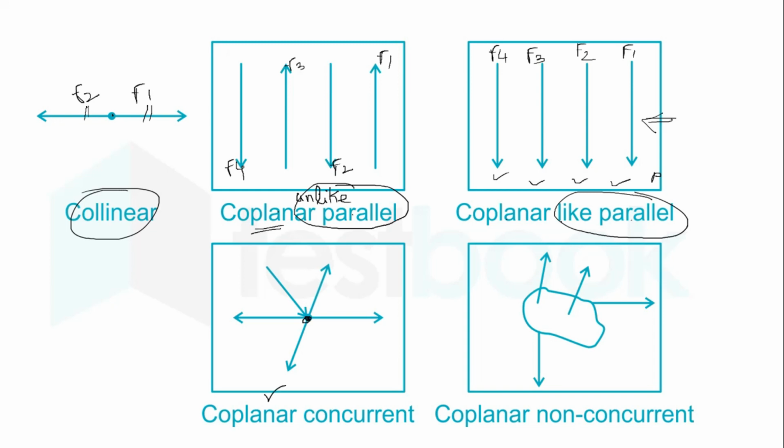Concurrent means the intersection point is the same. Coplanar concurrent: say, for example, this is force 1, force 2, force 3, force 4 and force 5. All these five forces act in the same plane and the intersection point is the same for all of them. So this is called coplanar concurrent forces, right? Coplanar non-concurrent: here there are four forces, F1, F2, F3 and F4. These forces act in the same plane but the intersection point is different, so this is called non-concurrent forces. Clear?